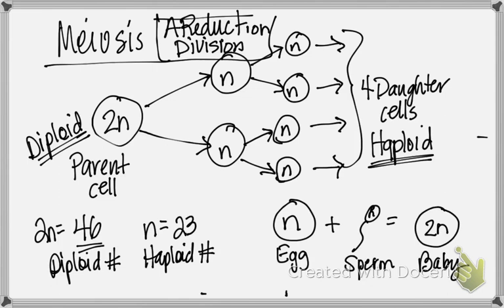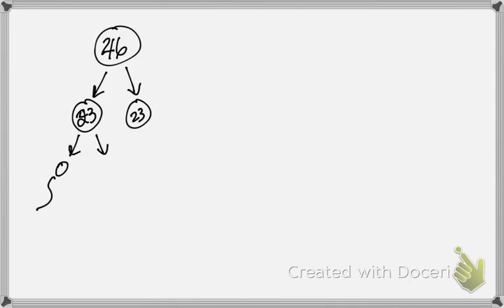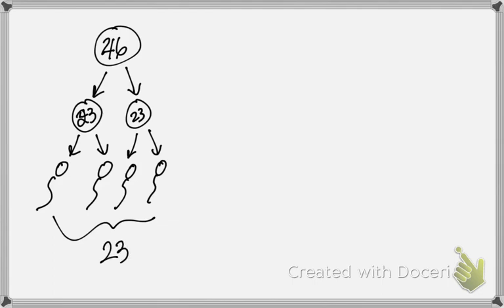Now, meiosis is just a little bit different in males versus females. In a male, the division is all the same, and you get 4 sperm, each with 23 chromosomes. So every time a male's spermatogonial cells go through meiosis, you get 4 sperm. So males make millions of sperm every day.